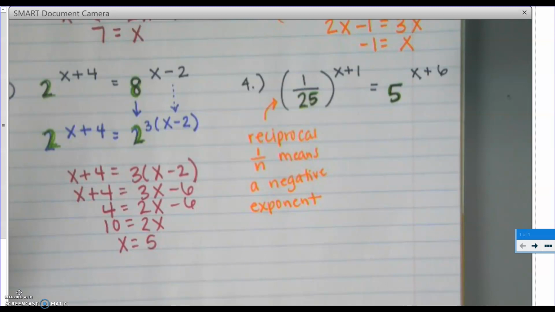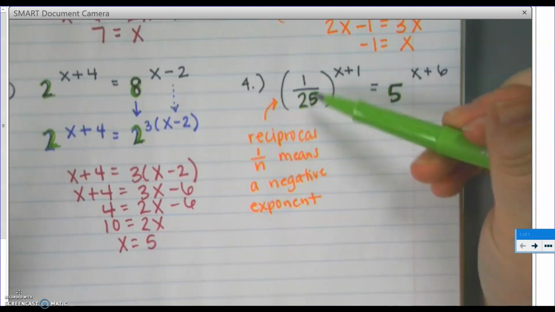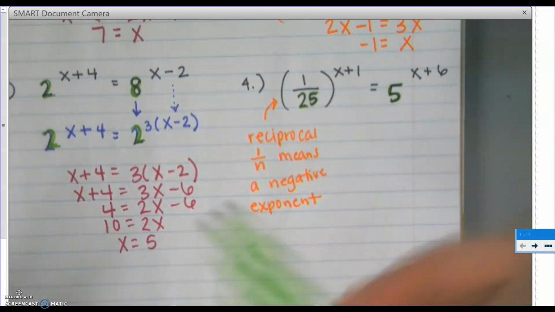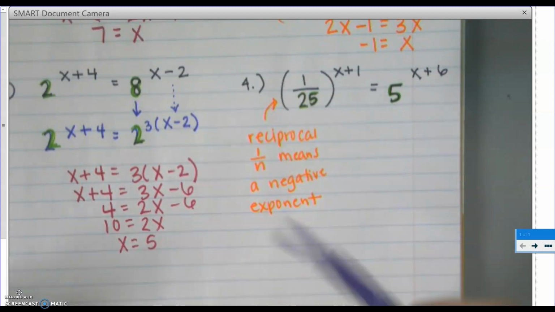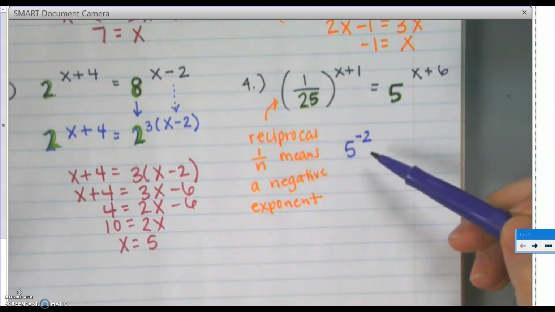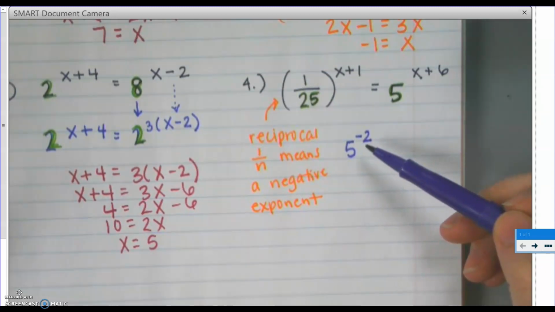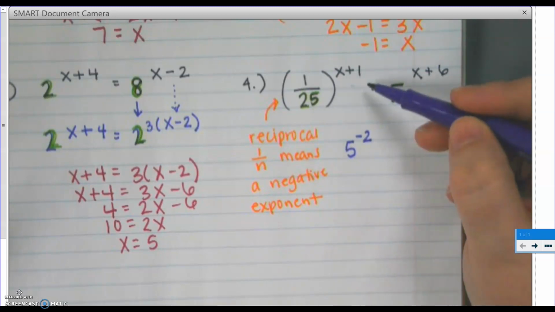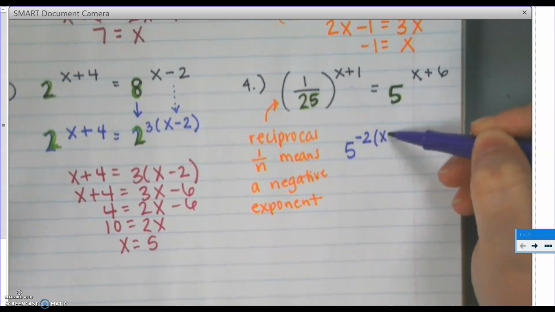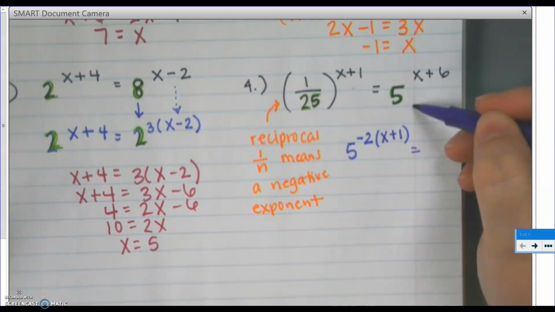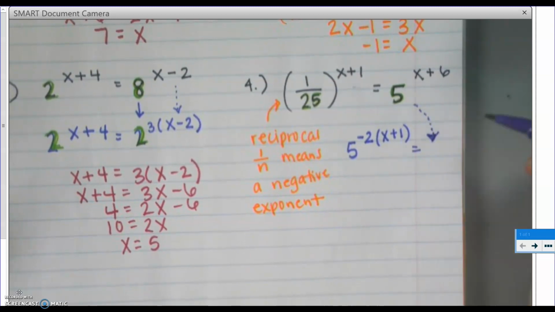And so 25 is equal to 5 squared. Because this is the reciprocal, that tells me that instead of a 2, it's a negative 2. So I'm going to rewrite 1 over 25 as 5 to the negative 2. The 5 squared is what gives me 25. The negative is what means instead of 25, it's 1 over 25. I had an exponent there, so I'm going to remember to multiply. And then I'm going to run out of room, but this is over on the other side.